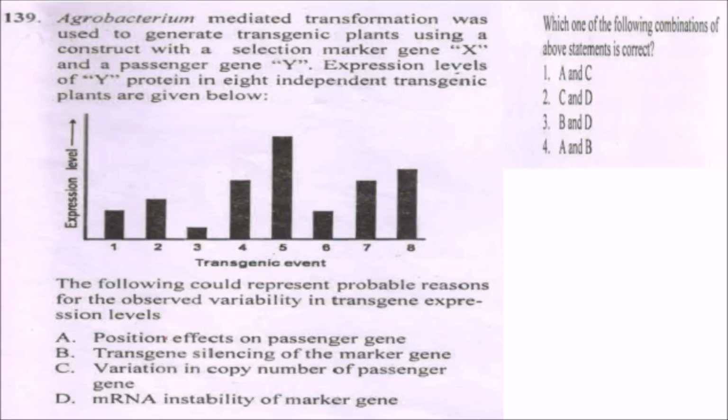Here it is the position effect of the passenger gene. It will be affected by the position where we are inserting the gene, how far it is from the promoter and how it is located. This is particularly known as position effect, so this can be one of the reasons. Another is that the more the copy number of the passenger gene, the more the chances for integration into the plant cells. So the correct answer here is A and C. So the option will be number 1.